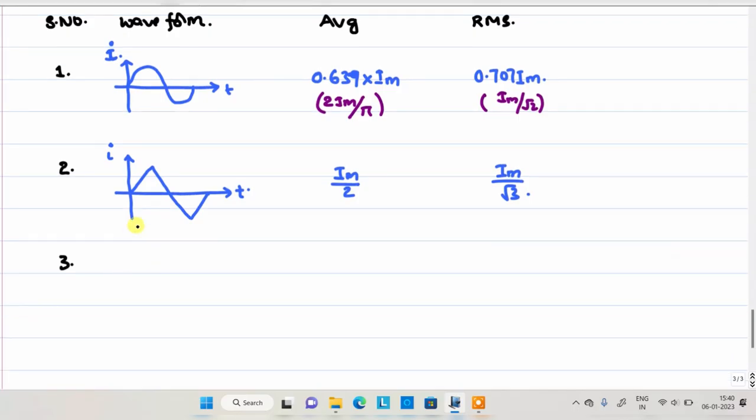In the third case, square wave. You'll see the square wave. Okay, this is a square wave representation. For the square wave, the RMS value and average value are both the same, that is Im and Im. Maximum value as well as RMS value are both the same.